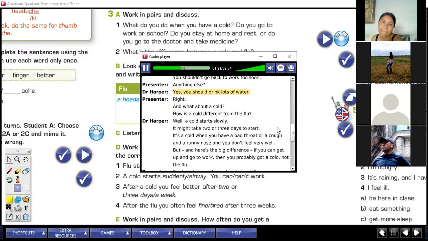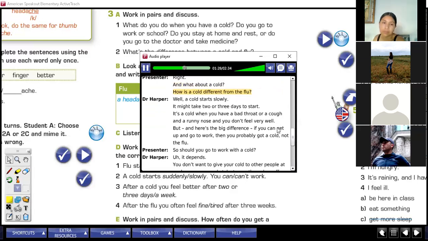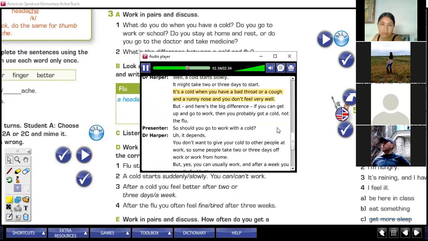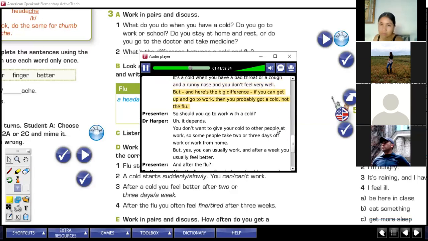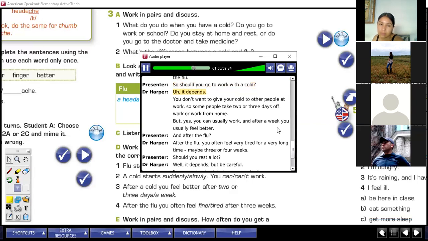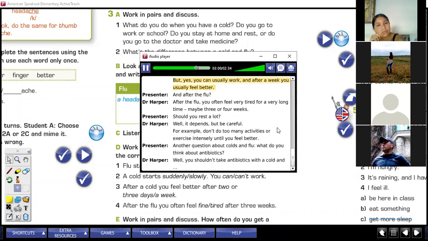Right. And what about a cold? How is a cold different from the flu? Well, a cold starts slowly. It may take 2 or 3 days to start. It's a cold when you have a bad throat or a cough and a runny nose and you don't feel very well. But, and here's the big difference, if you can get up and go to work, then you've probably got a cold, not the flu. So should you go to work with a cold? That depends. You don't want to give your cold to other people at work, so some people take 2 or 3 days off work or work from home. But yes, you can usually work, and after a week, you usually feel better.